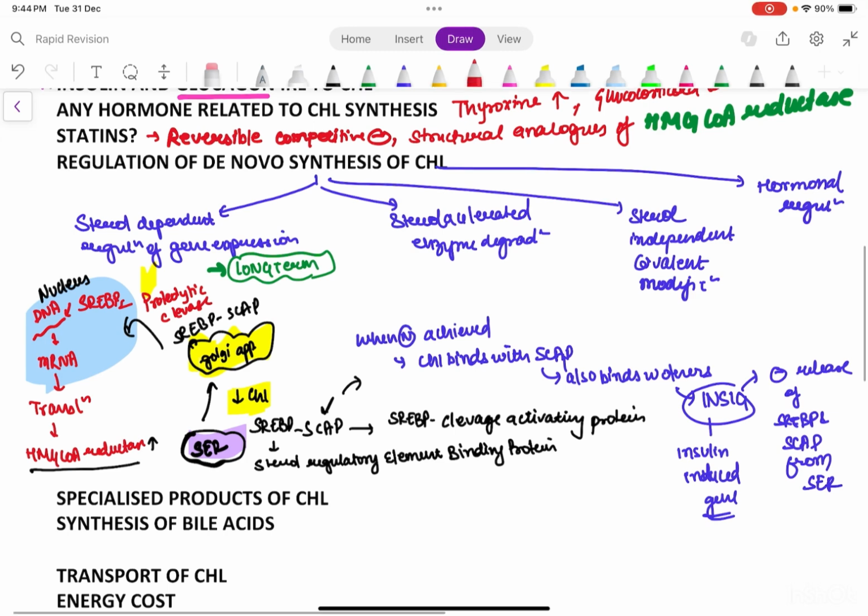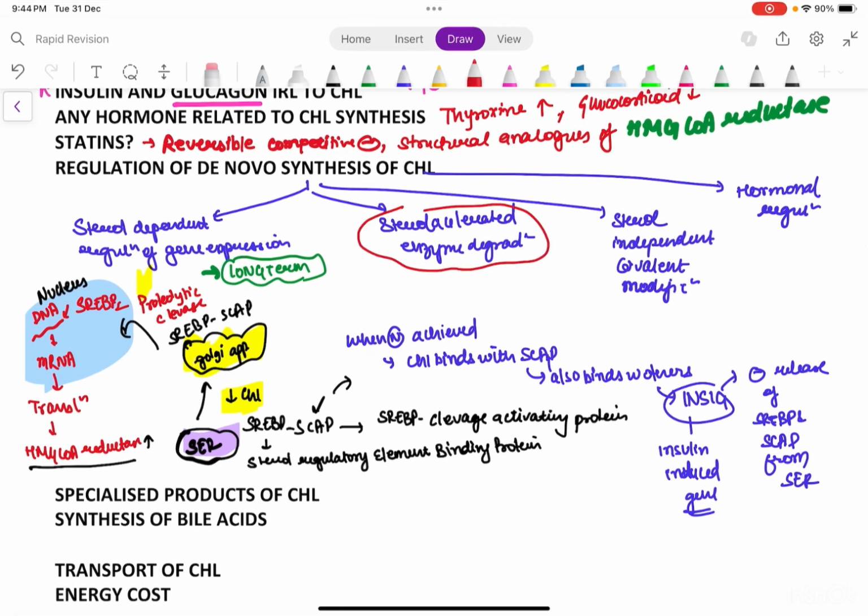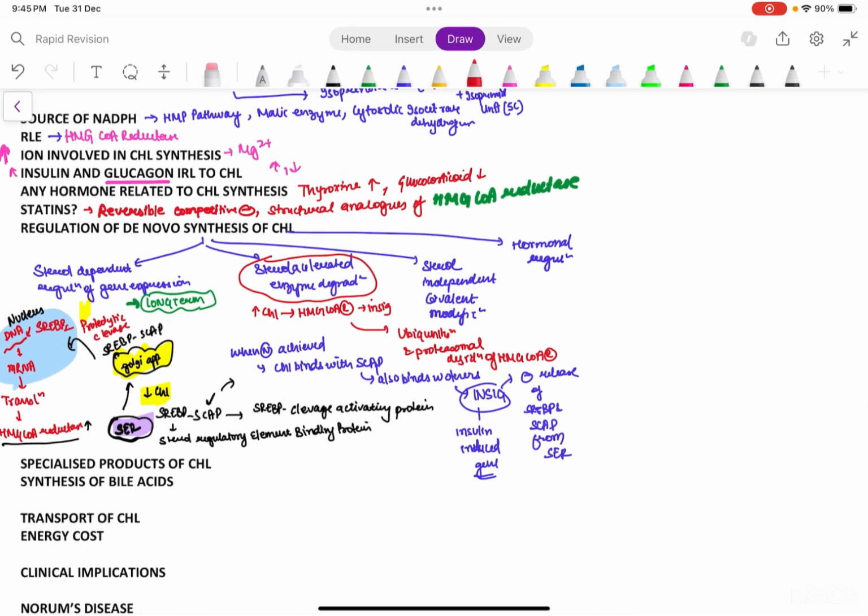Now in sterol accelerated enzyme degradation, when there is an increase in cholesterol, HMG CoA reductase binds to INSIG, which causes ubiquitination and proteasomal degradation of HMG CoA reductase, so there is a decrease in cholesterol synthesis.